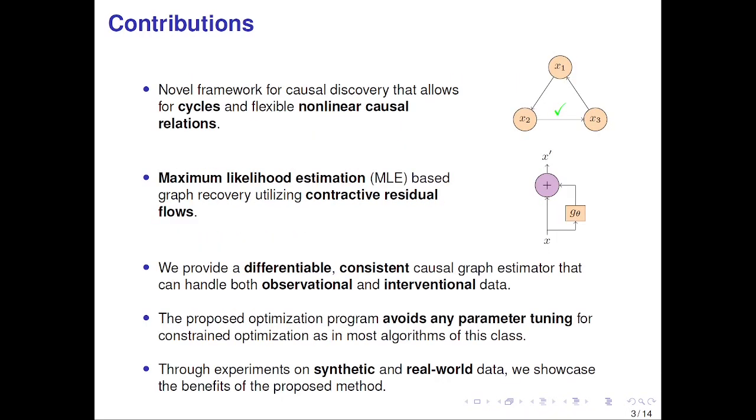Here, we present NODAGS-Flow, a novel framework for causal discovery that allows for cycles as well as flexible nonlinear causal relations. NODAGS-Flow is based on maximum likelihood estimation while utilizing contractive residual flows. NODAGS-Flow is differentiable, consistent, and can handle both observational as well as interventional data. The proposed optimization program avoids any parameter tuning for constrained optimization, as is common in most algorithms of this class. Through experiments on synthetic and real-world data, we showcase the benefits of the proposed method.